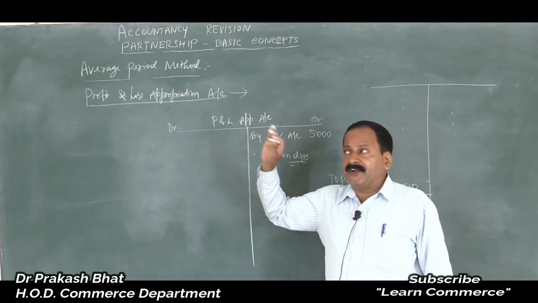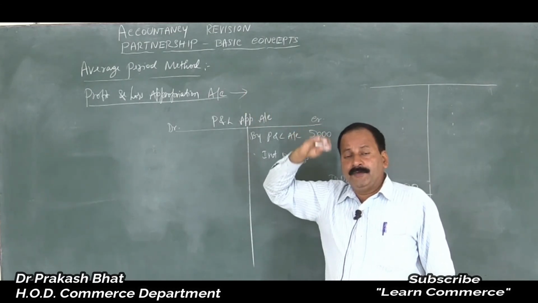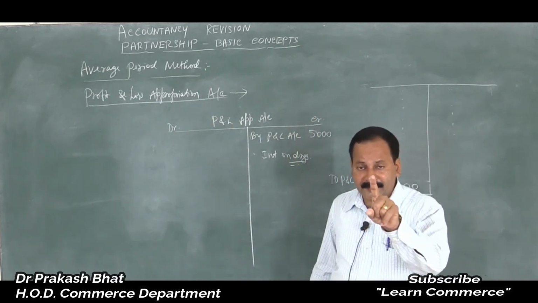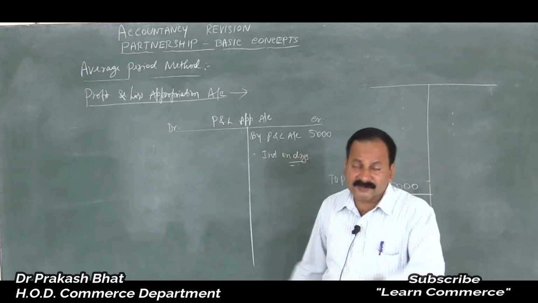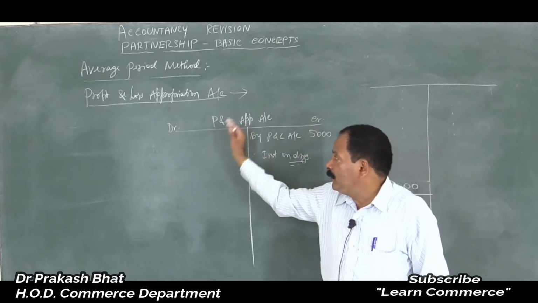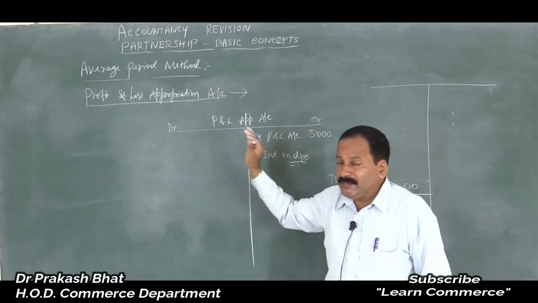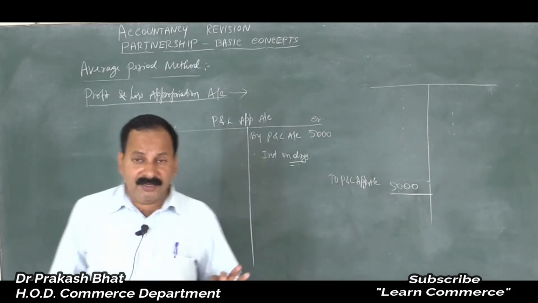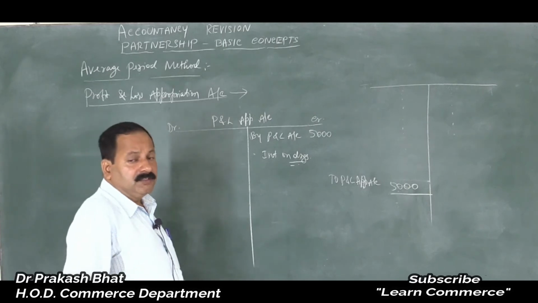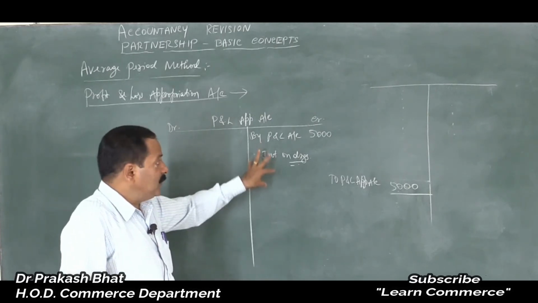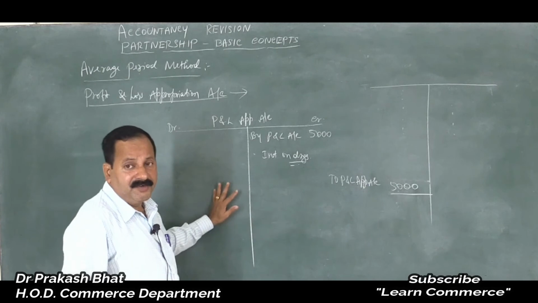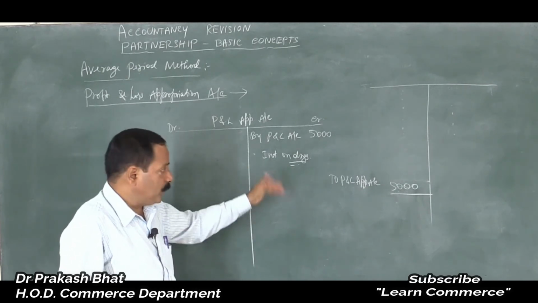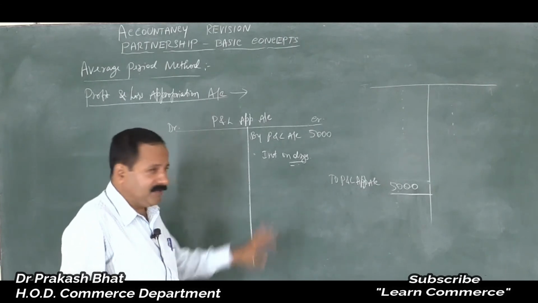Mr. X and Y started business with the capital of rupees 50,000 and 40,000 respectively. Don't write that 50 and 40, because that capital balance will go to the capital account and not the appropriation account. Here only adjusting items like interest on drawings, interest on capital, interest on loan, isn't it? Commission and salary payable to the partners will be entered here. So for interest on drawings of Mr. X, Mr. Y, whatever the amount given, you should enter.